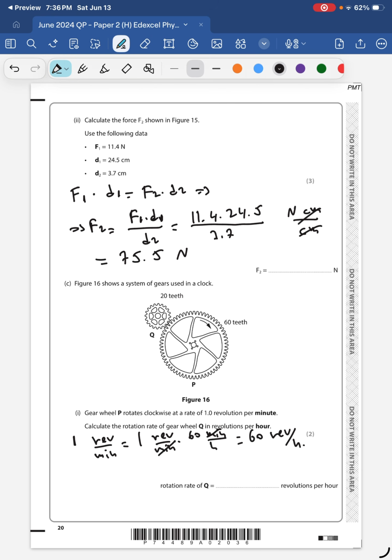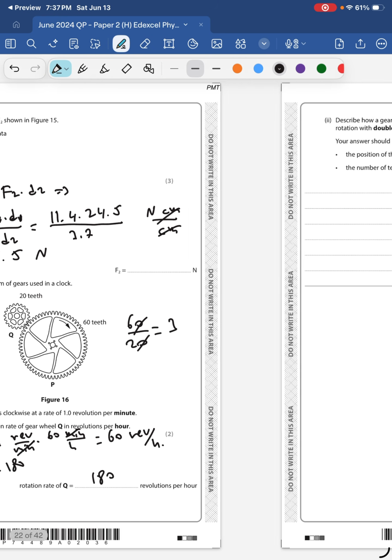Okay, now the small gear, it has 20 teeth, so it will spin 3 times faster. Because 60 over 20 is 3, or in other words, in 1 revolution of the big wheel, the small wheel will revolve 3 times, right? Because the ratio is 3. So the rotation rate of Q is 3 times 60, so 180 revolutions per hour. Okay, I hope this makes sense. I did a little bit on the fly.